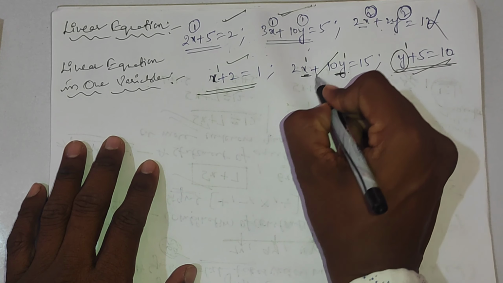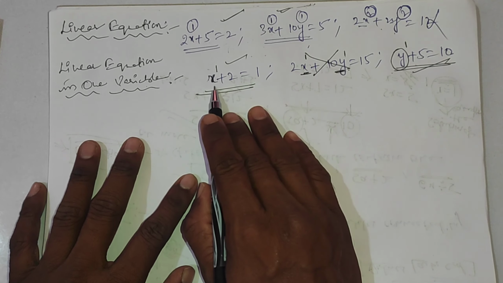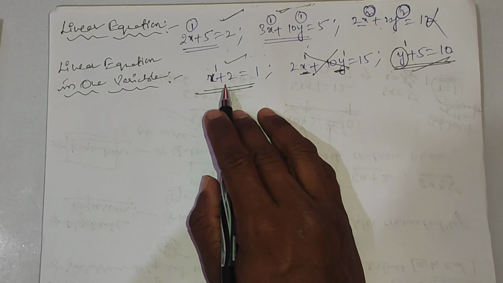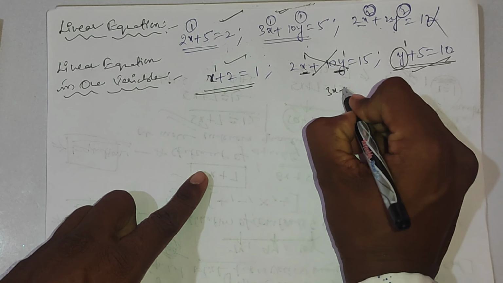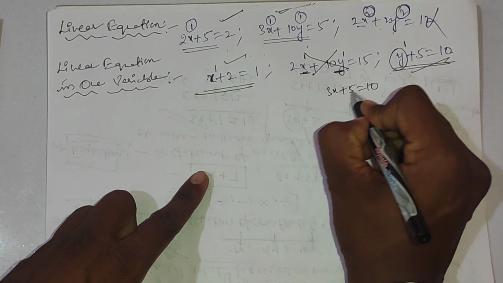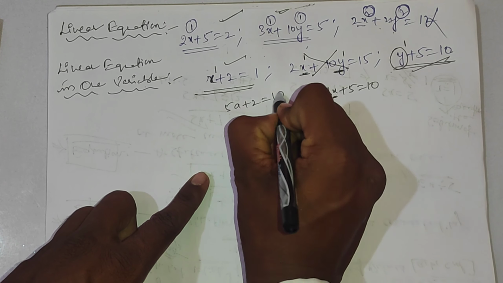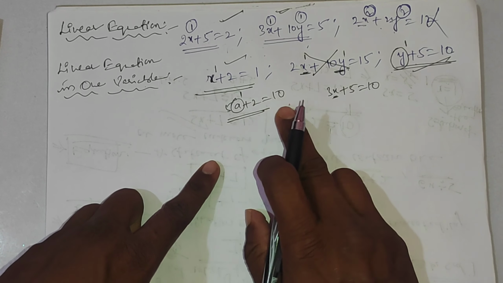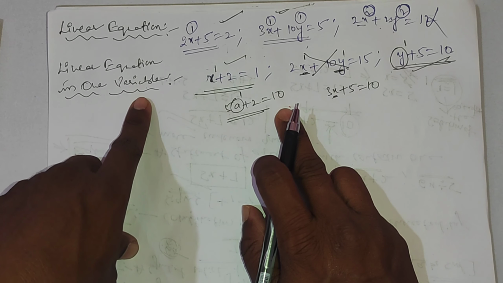Okay, so that's why this is not an example of a linear equation in one variable. Whatever a, b, c, d you get, you have to contain only one variable. Suppose 3x + 5 = 10. See, only x is there here. 5a + 2 = 10. Only one variable is there and the degree is also 1. So this type of example is called what? Linear equations in one variable.